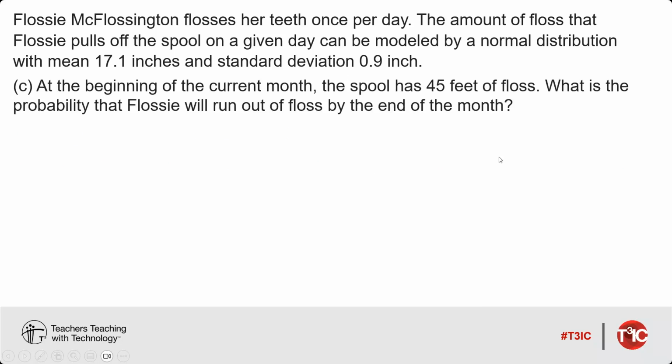Part C is the obvious question at the end: the month had 31 days and the spool started out with 45 feet of floss. What's the probability that Flossie will run out of floss by the end of the month and have to go get a new thing of floss?